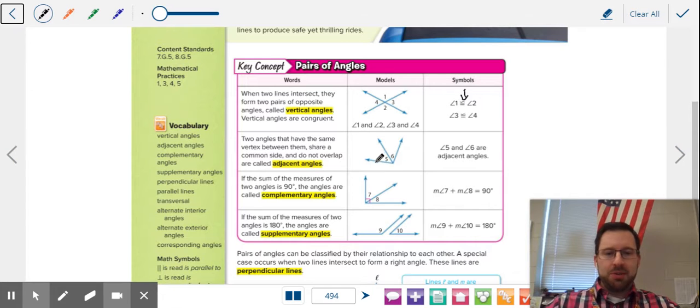Adjacent angles just means you have two angles that are next to each other. Okay, they share a side. So 2 and 3, 1 and 3, 1 and 4, 2 and 4. In this case, 5 and 6.